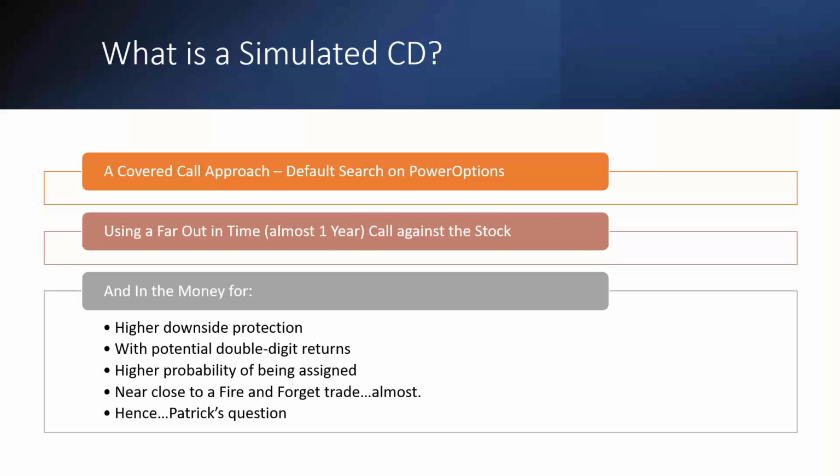And we're going in the money, below the current stock price, with this 1 year out call for higher downside protection, higher potential double-digit returns, and a higher probability of being assigned and getting that return. It is close to what we might call a fire and forget position, almost. Management is always possible. Management might always be necessary, hence Patrick's question that came in.